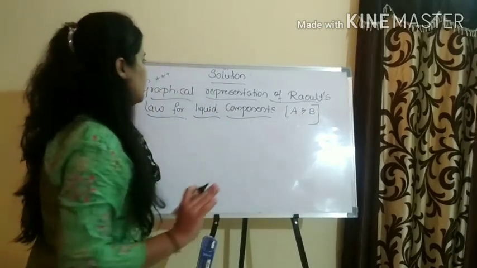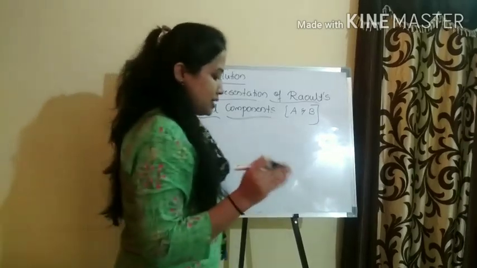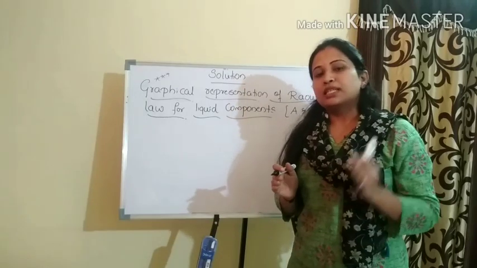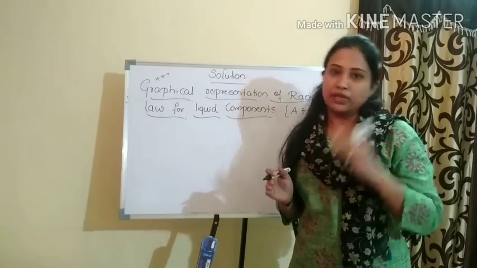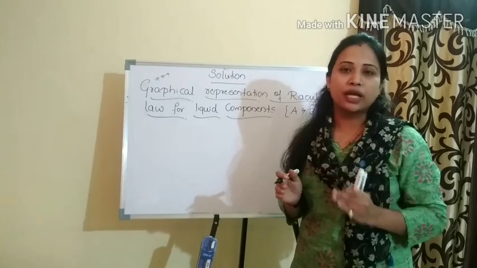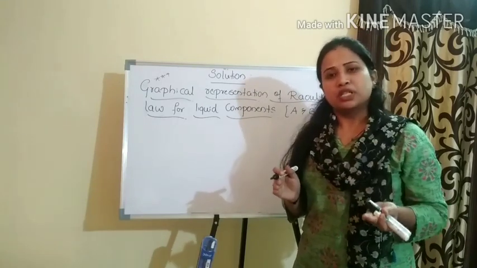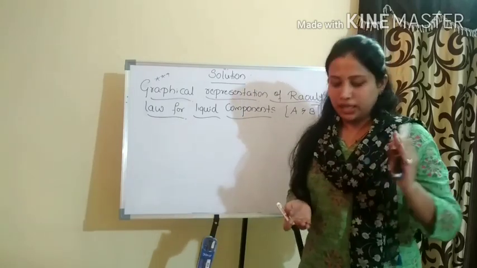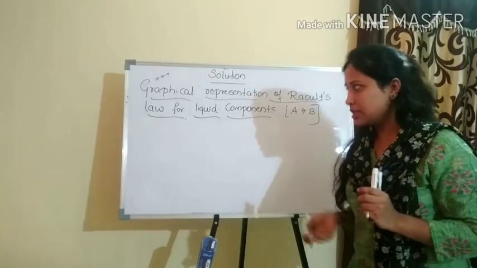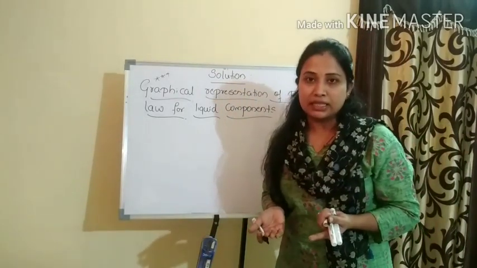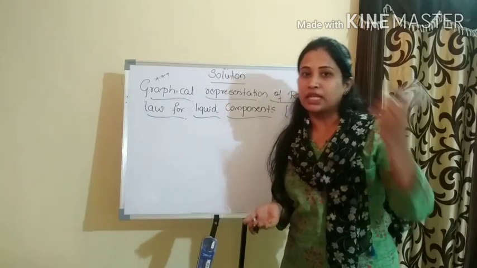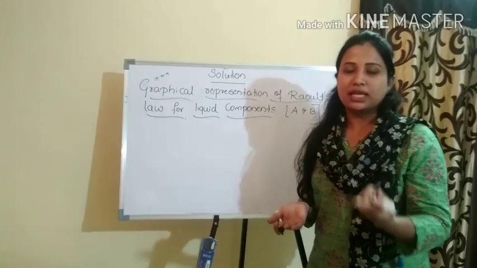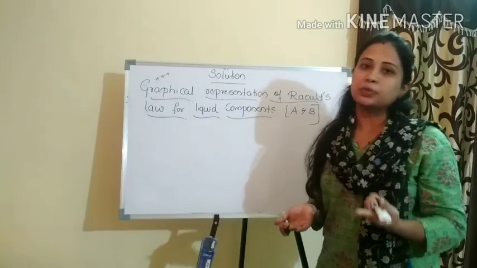Now just observe. In the previous video we discussed that the total vapor pressure is a linear function of the mole fraction of A. The equation we derived. Similarly, the total vapor pressure is a linear function of the mole fraction of B as well. Here both are linear to each other, meaning as the mole fraction of a solute increases, the vapor pressure also increases. So these are linear to each other, directly proportional to each other.